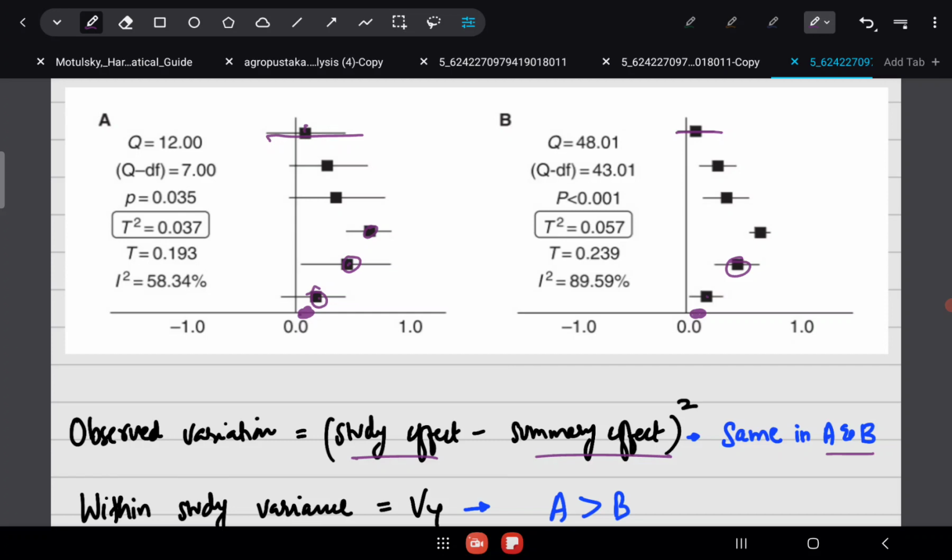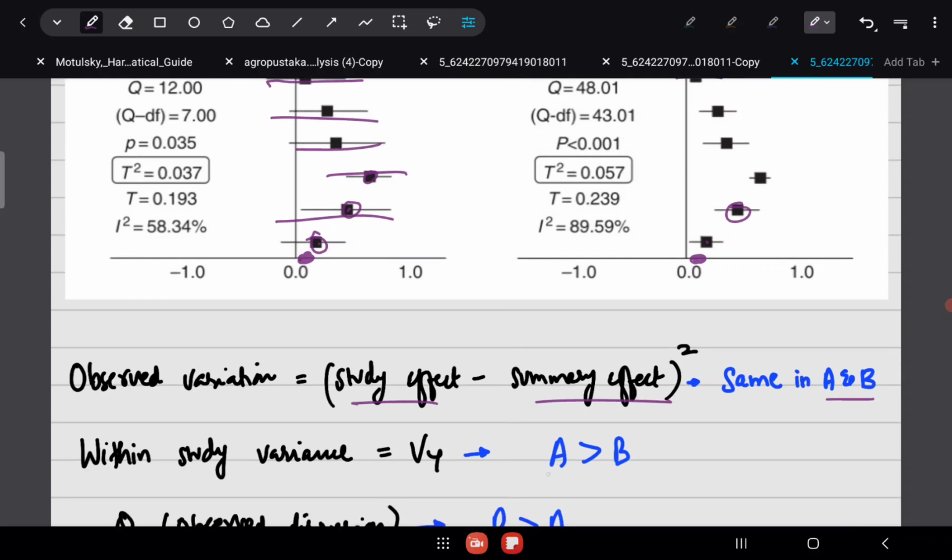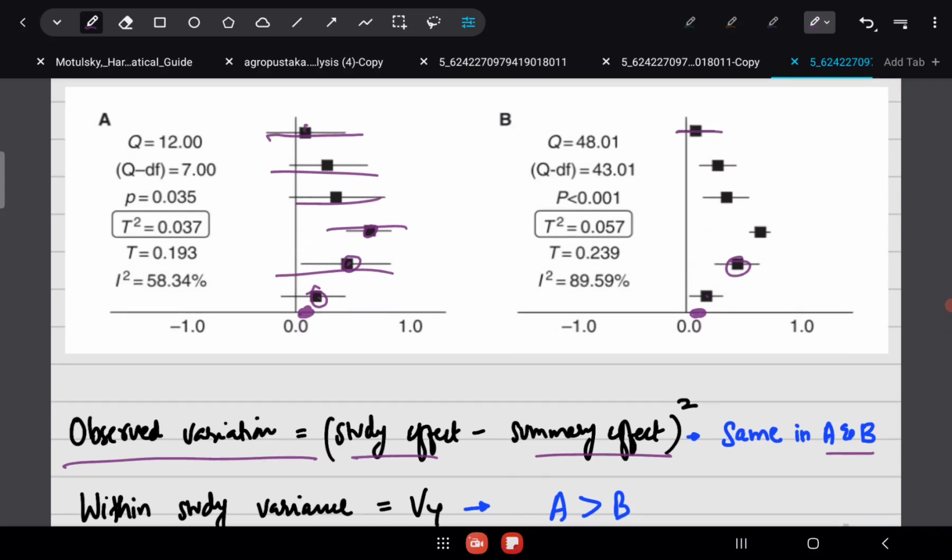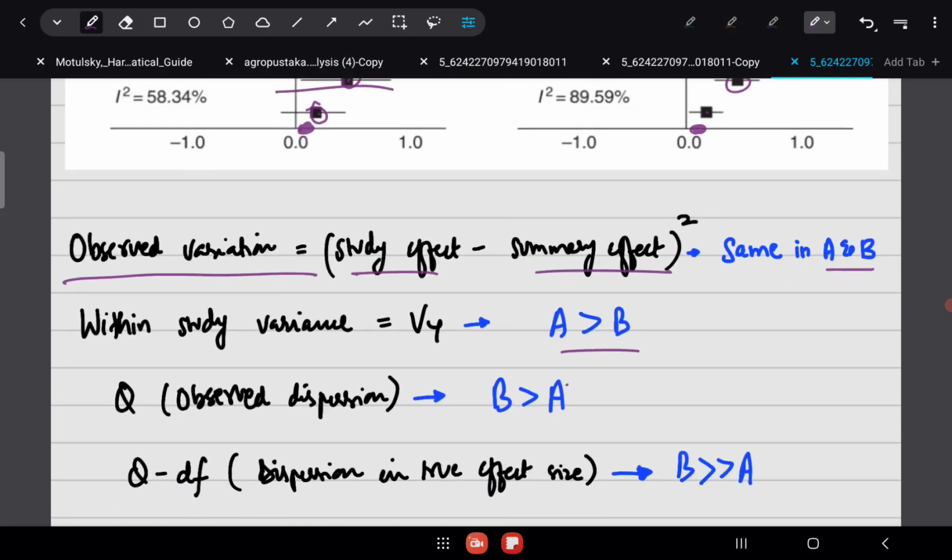Now let's talk about within study variance. It is very clear that within study variance is much more for A than B. Now you know that the Q statistic is nothing but the ratio of the observed variation to the within study variation. Because observed variation is the same in A and B, but within study variation is more in A, the Q statistic will be less for A. So Q statistic, the observed dispersion or observed weighted sum of squares, will be less for A and more for B.